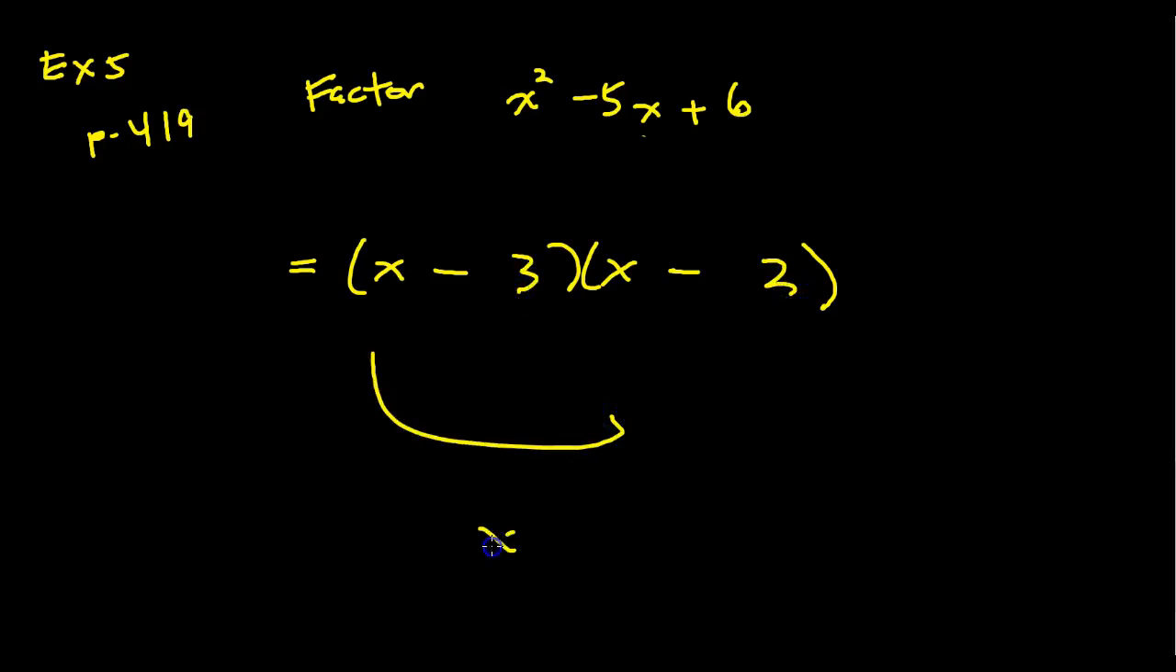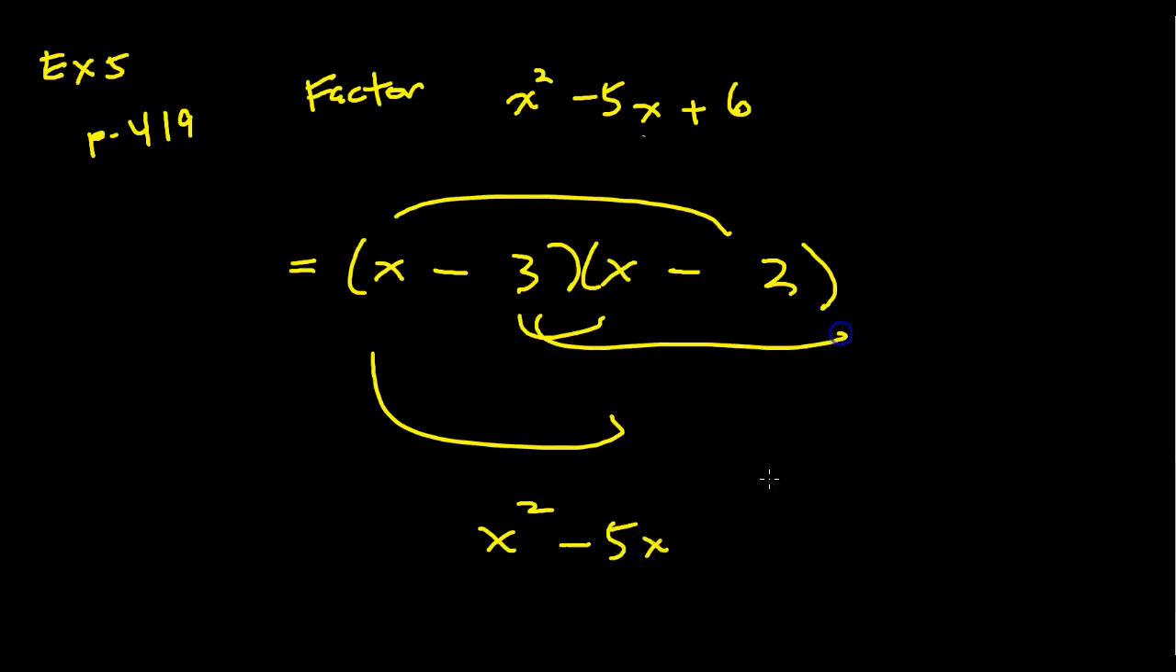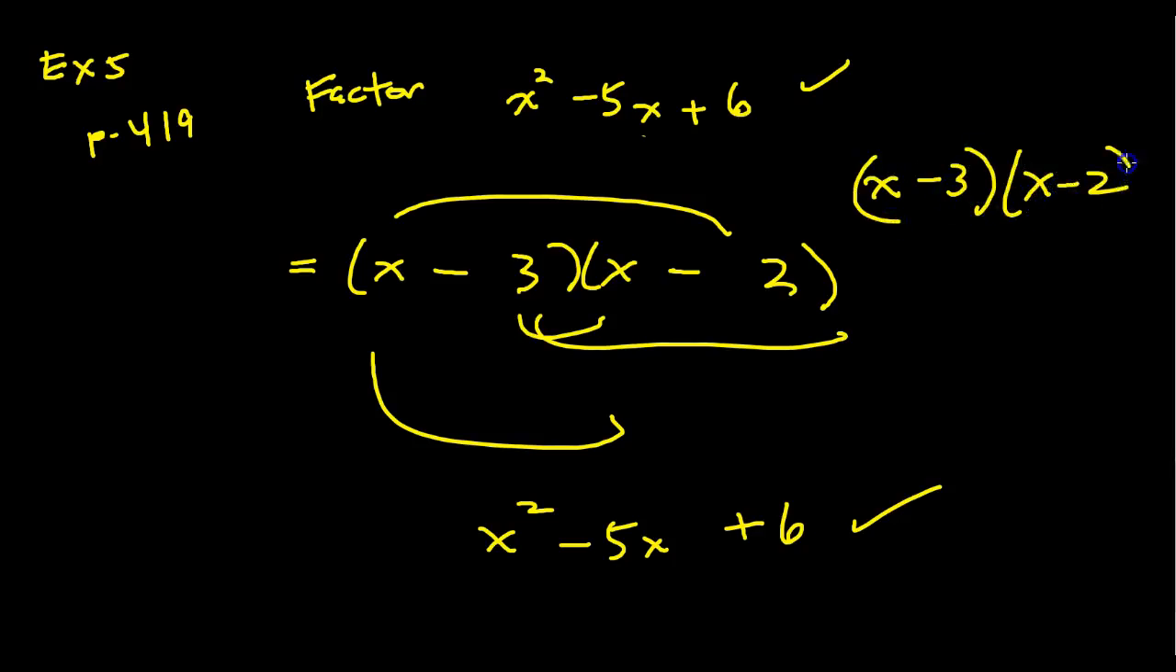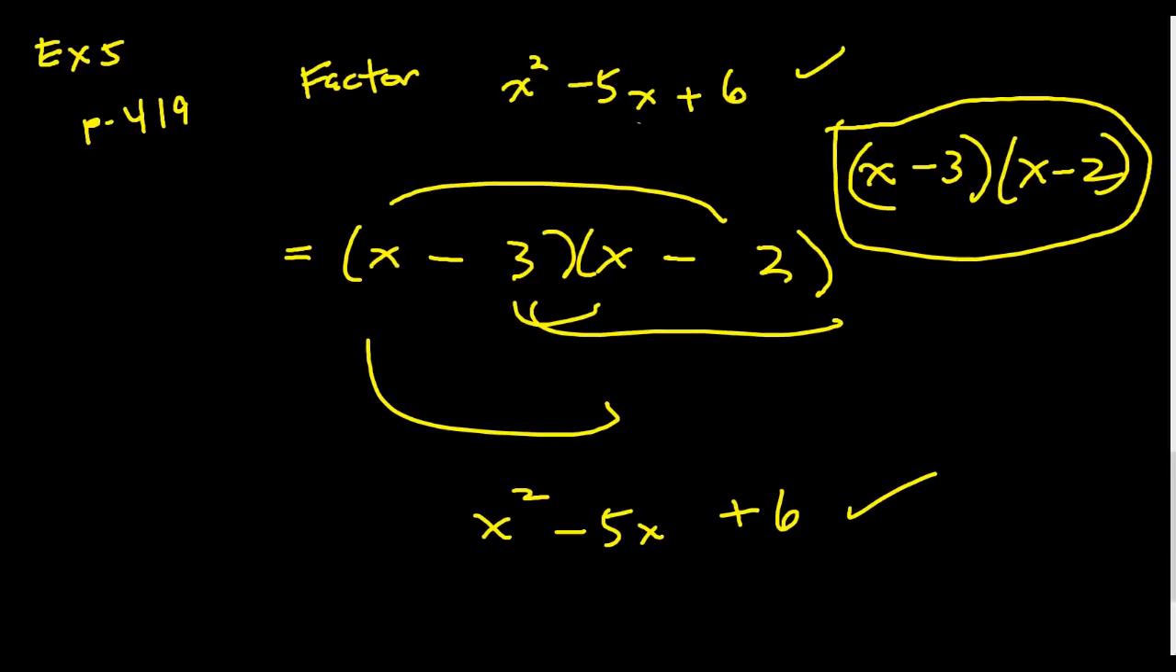x times x is x squared. Minus 2x minus 3x is minus 5x. And the last product is, of course, positive 6, so that indeed does check. So my final answer is x minus 3 times x minus 2. We have successfully factored a trinomial into a product of two binomials.